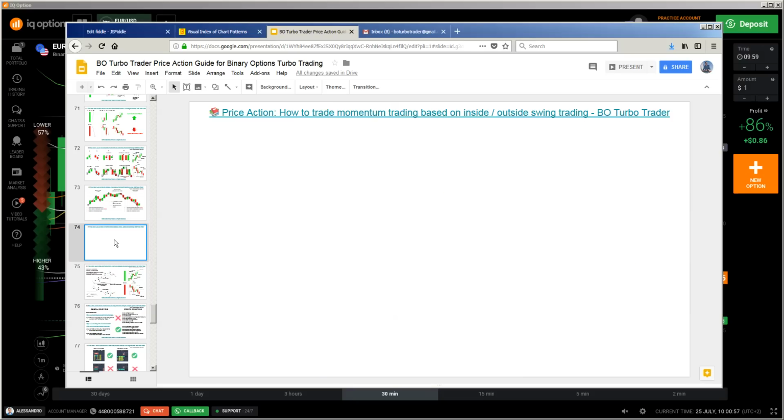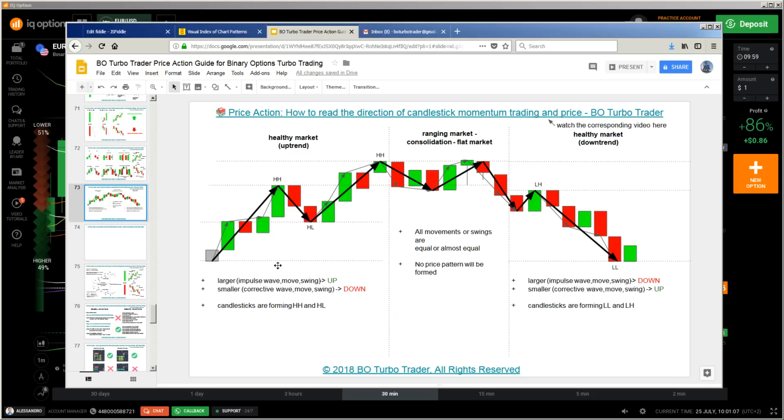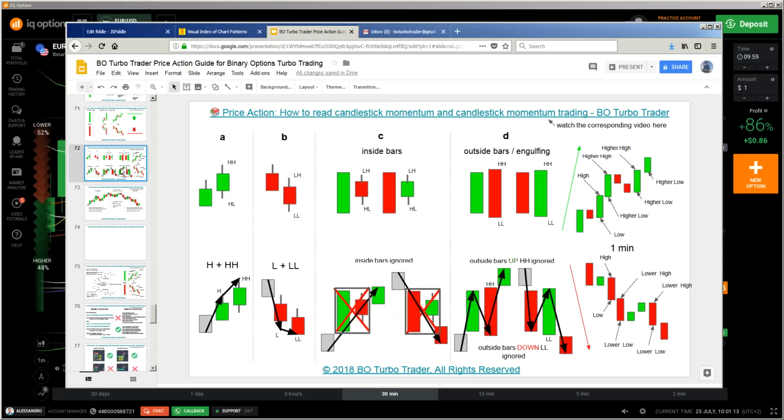So okay. Today we are talking about how to trade some momentum trading based on inside and outside swing trading. Swings are nothing else than this one here. This is a swing, this is a swing, and this is a swing. All those black lines are the swings. First of all, I will recover those things so that we can do some more practice.